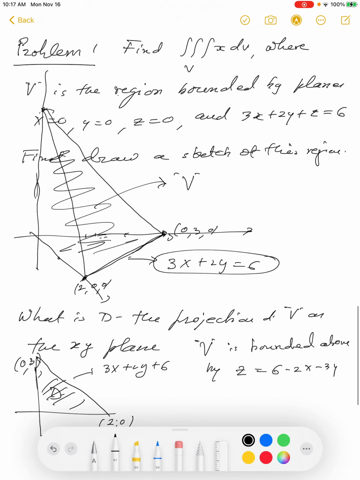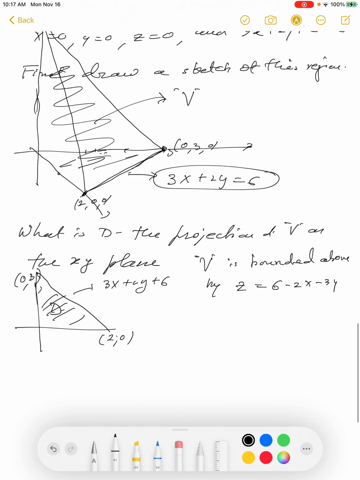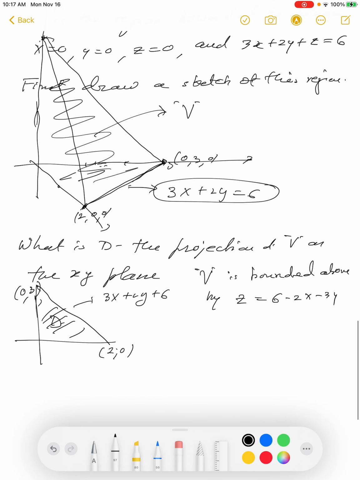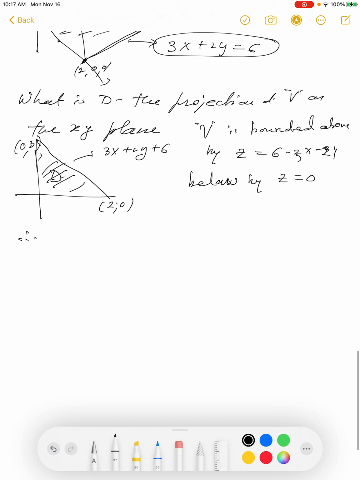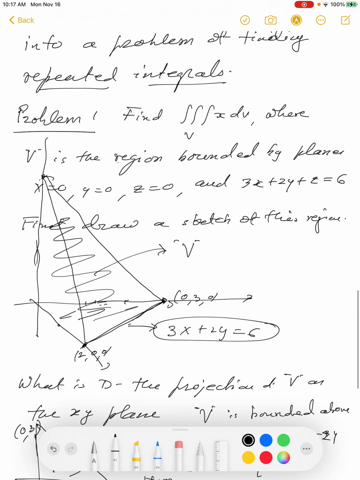That was the equation, right? Minus 3x minus 2y, I think. 3x minus 2y. And below by the xy plane, which is z equal to 0. So therefore, your function f of x, y, z is x. Here our function is x, isn't it? That's what we have to integrate.